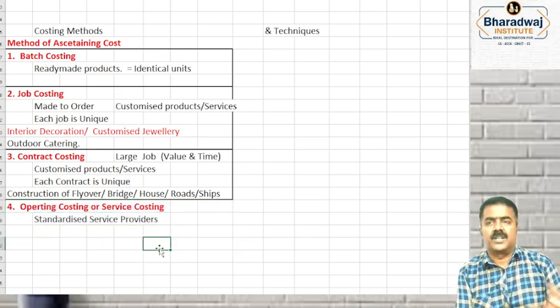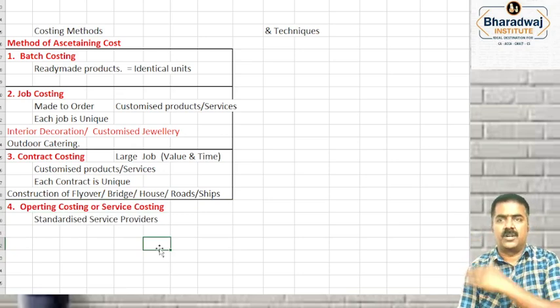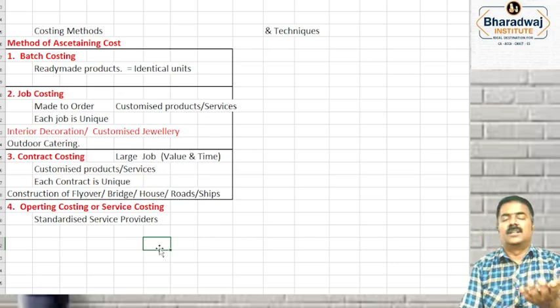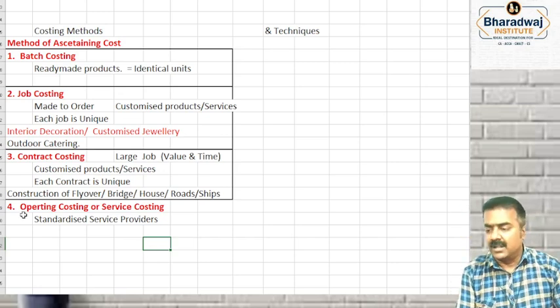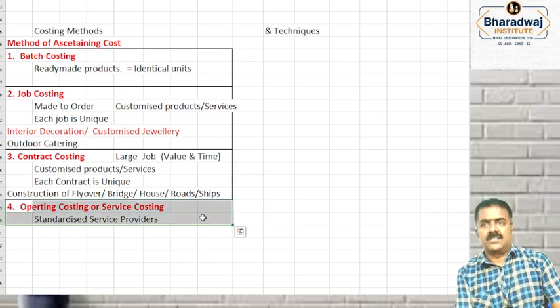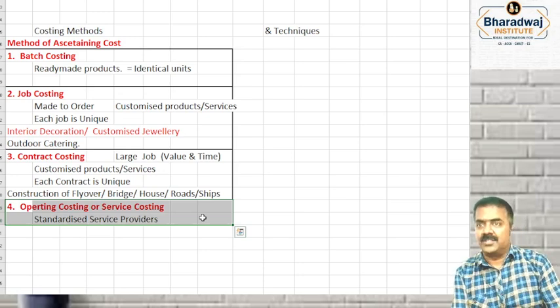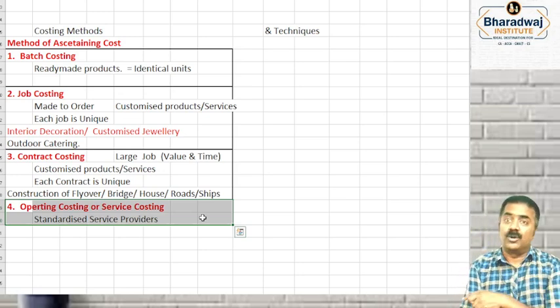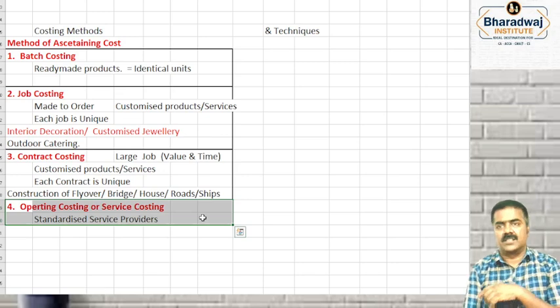Service costing method. For example, let us take a bus transport. Chennai to Bangalore, Chennai to Coimbatore. The travels bus, you call it as mobile buses. They come under which one? Operating or which one? Service costing. Standardized service. Will they go according to your direction? According to your time? You have to go according to their time. Their time. That comes under what? Operating or service costing. Okay.